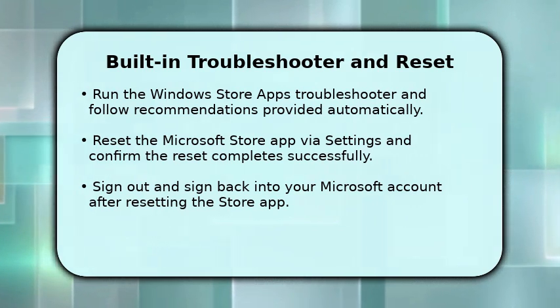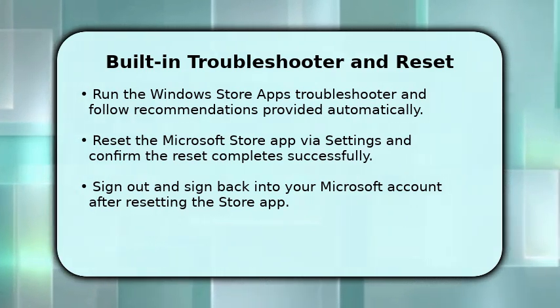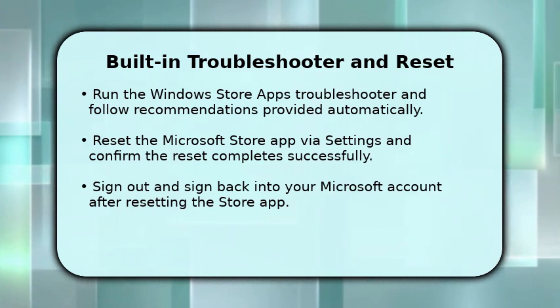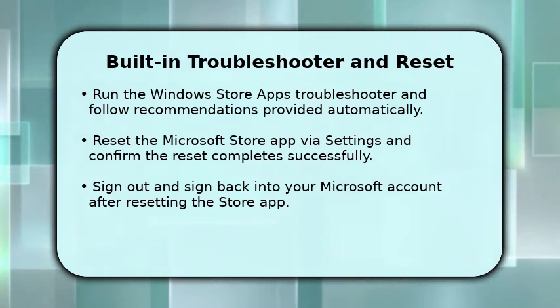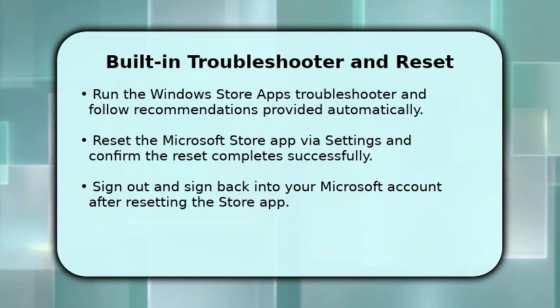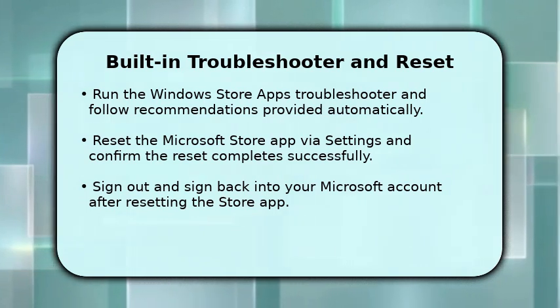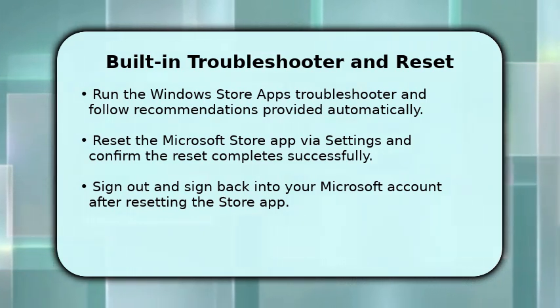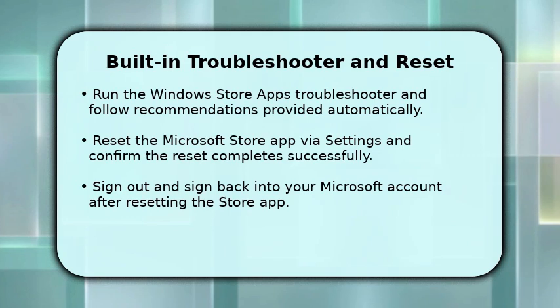If issues continue, open Settings, Apps, Installed apps and locate Microsoft Store. Select Advanced options and choose Reset to restore defaults and clear data. Wait until Windows reports the reset completed successfully before reopening the store.